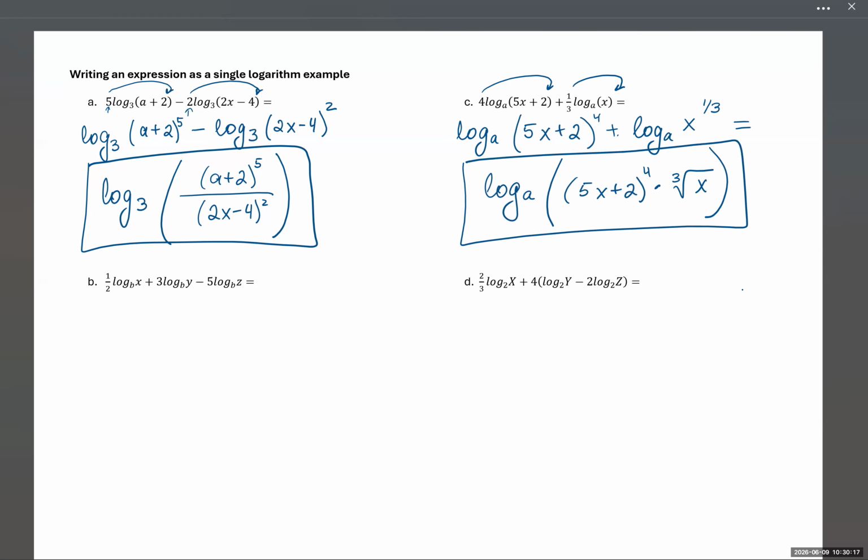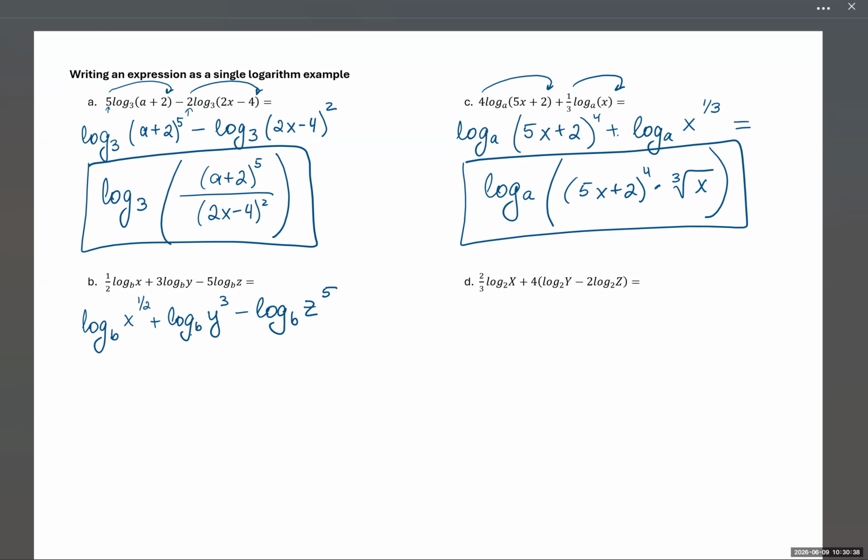Let's go ahead and look at part B. So first of all, put the numbers in front of the logs into the exponents. So this is log base b of x to the 1/2 power plus log base b of y to the 3rd power minus log base b of z to the 5th power.